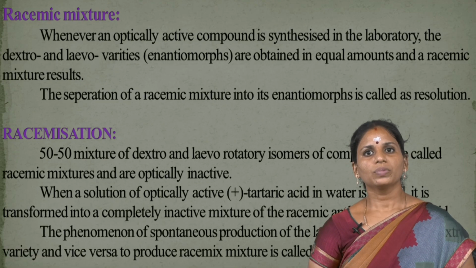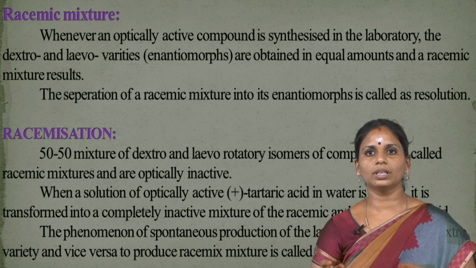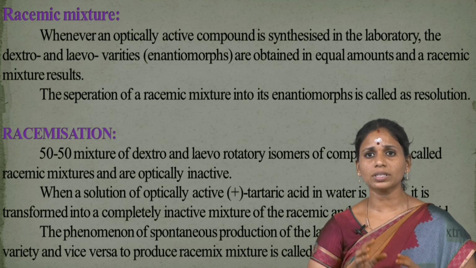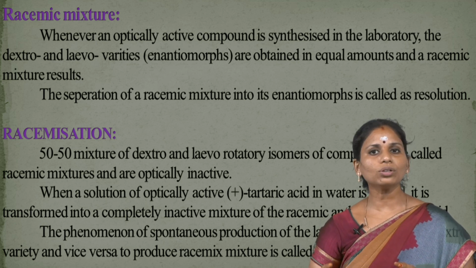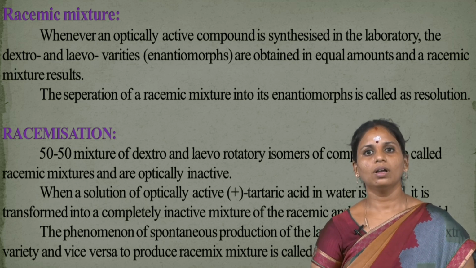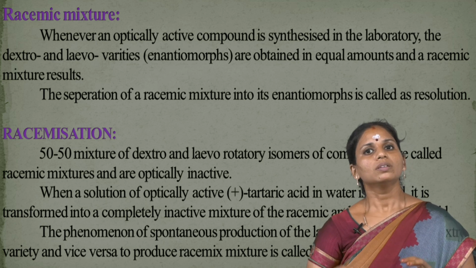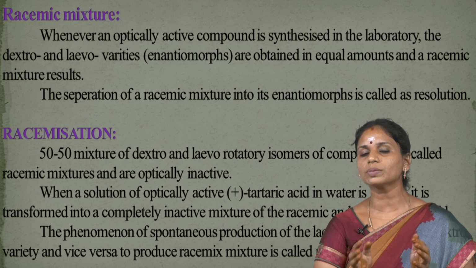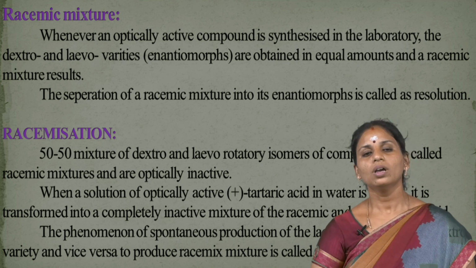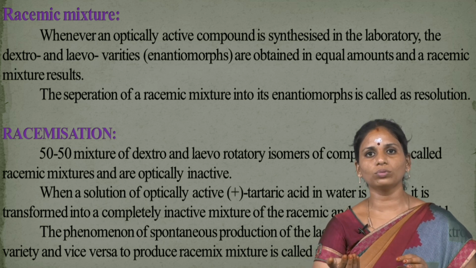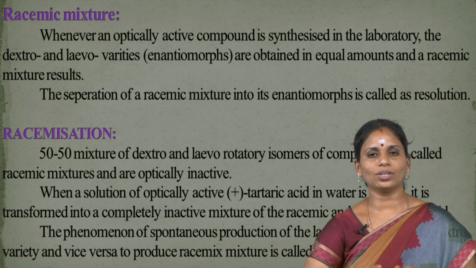So, racemic mixture. When an optically active compound is synthesized in the laboratory, the dextro and levo varieties are obtained in equal amounts and a racemic mixture results. The separation of the racemic mixture into enantiomorphs is called resolution. So racemic mixture means all the enantiomorphs, that is dextrorotatory and levorotatory molecules, mixed together is called a racemic mixture. Whenever we produce some organic molecules, we come to know about a racemic mixture being produced as a result.